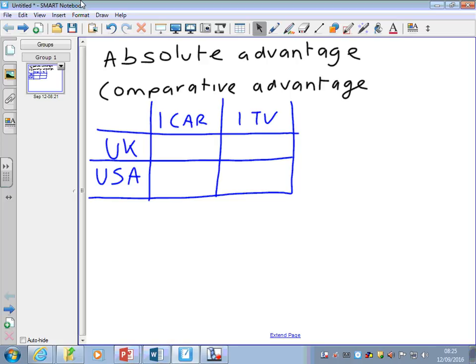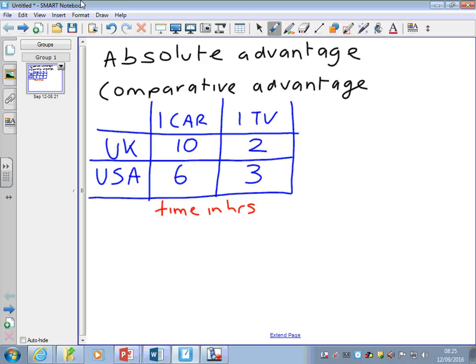Now, what I'm going to look at is the time in hours required to make cars and TVs in these different countries. So what we're going to say is in the UK, to make one car, it will take 10 hours. A TV will take 2 hours. In America, I'm going to assume 6 hours to make a car and 3 hours to make a TV.